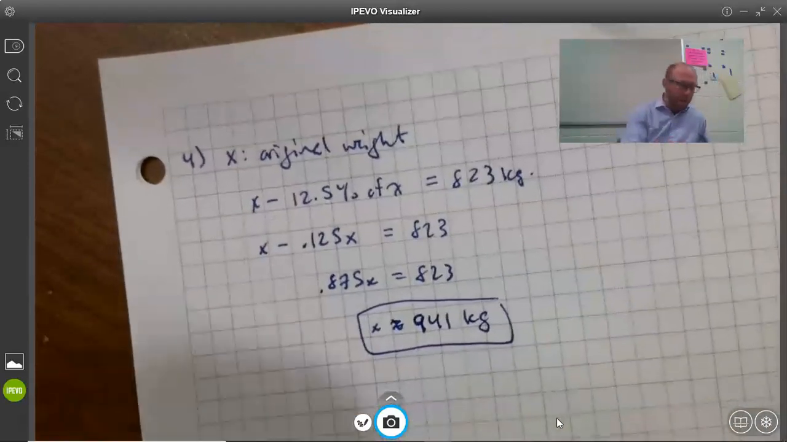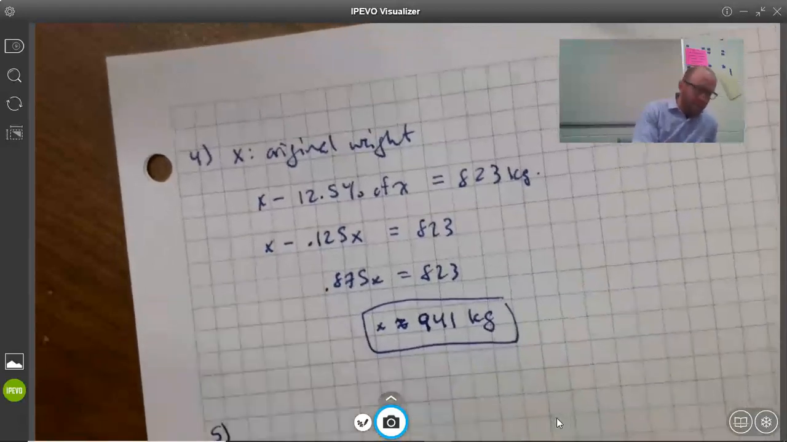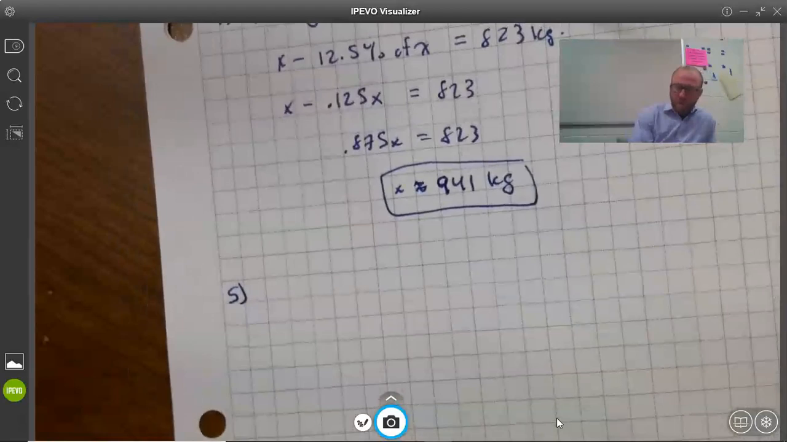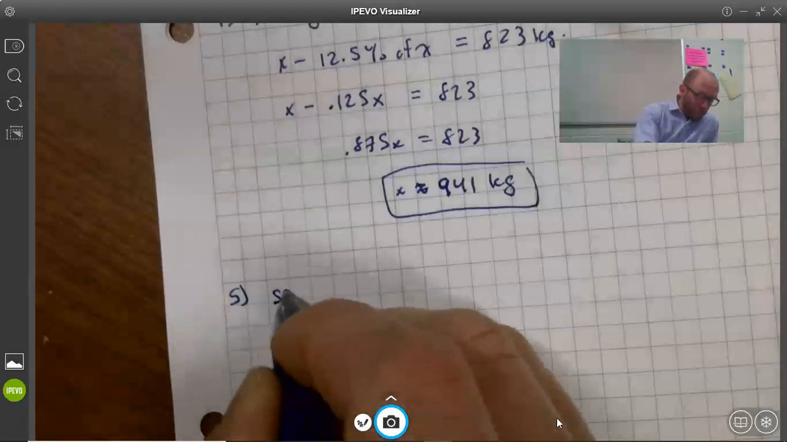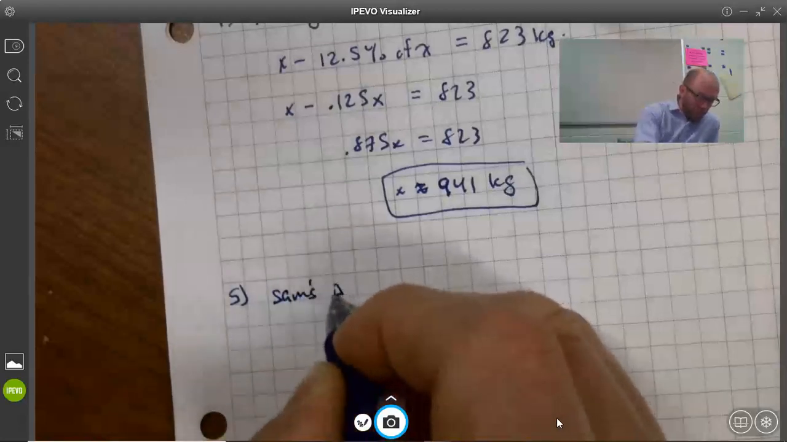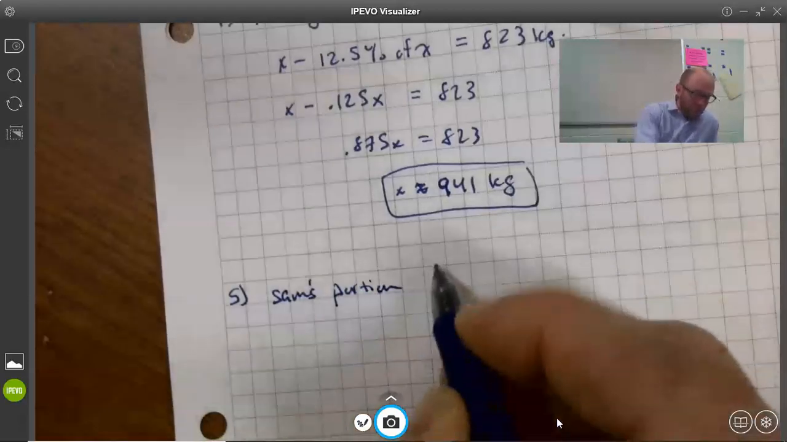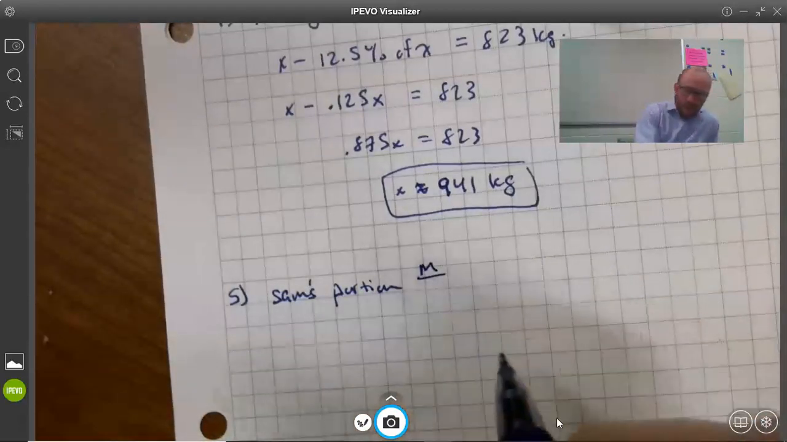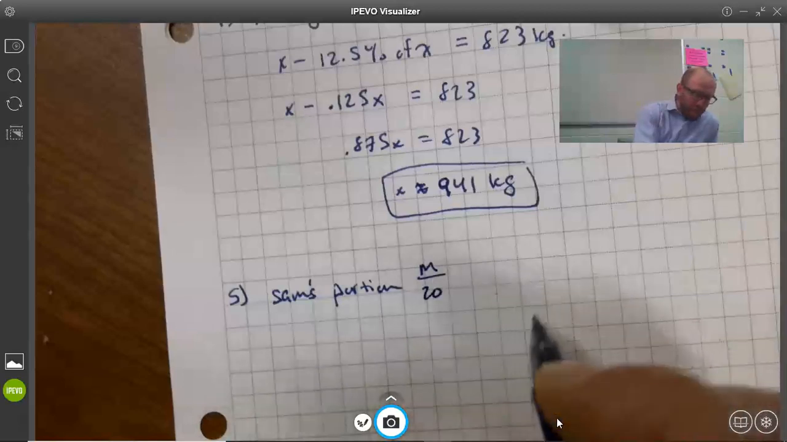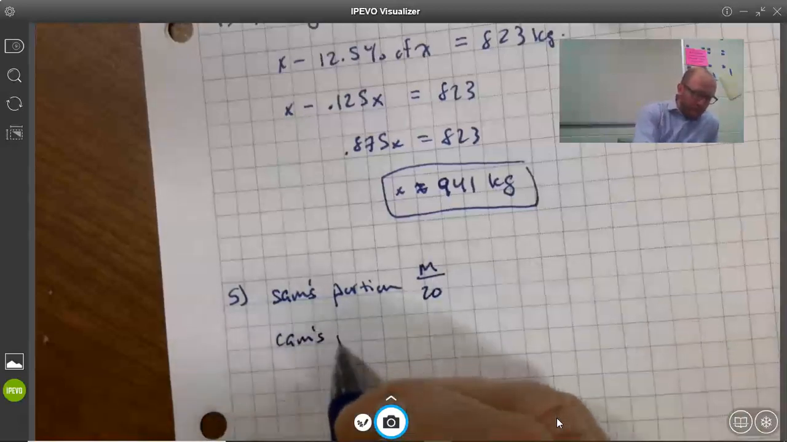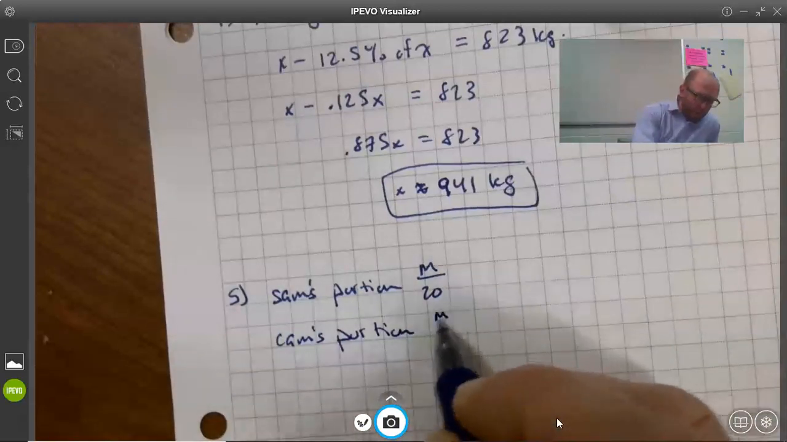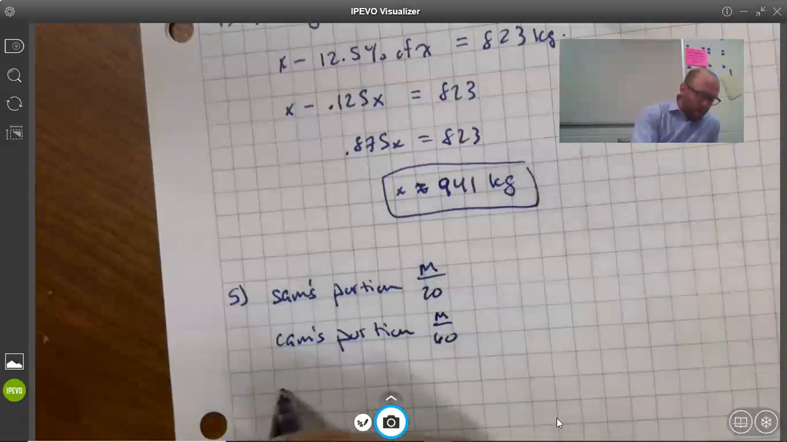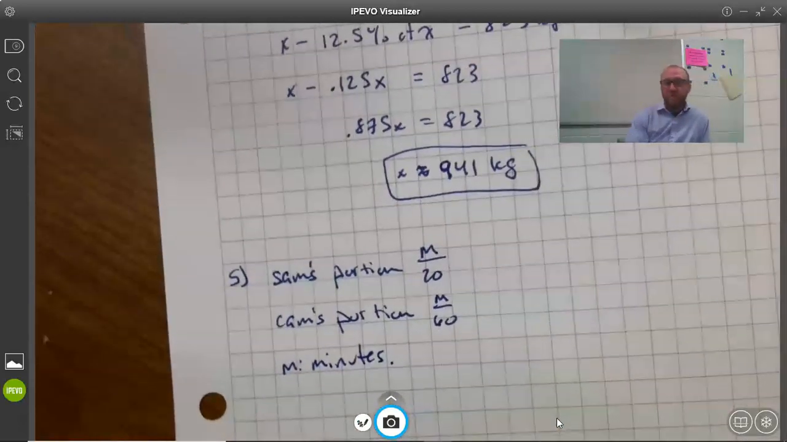All right, 5. Sam and Cam. Oh, yeah. All right. This is a tough one. So Sam and Cam are mowing. Sam's portion is M over 20, and Cam's portion is M over 60, where M is minutes, number of minutes, right?